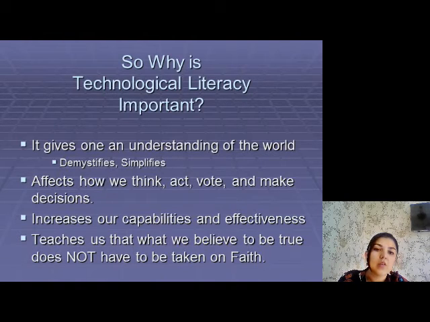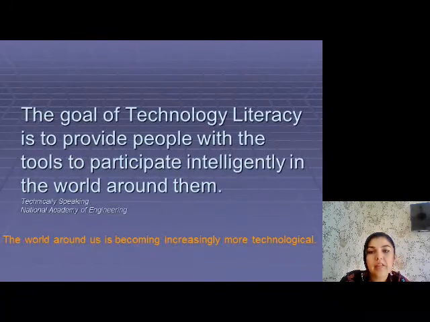It gives one an understanding of the world, demystifies, simplifies, affects how we think, act, vote, and make decisions, increases our capabilities and effectiveness, and increases the effectiveness of our educational process, yes? It teaches us that what we believe to be true doesn't have to be taken on faith. The goal of technological literacy is to provide people with the tools to participate intelligently in the world around them. The world around us is becoming increasingly more technological.